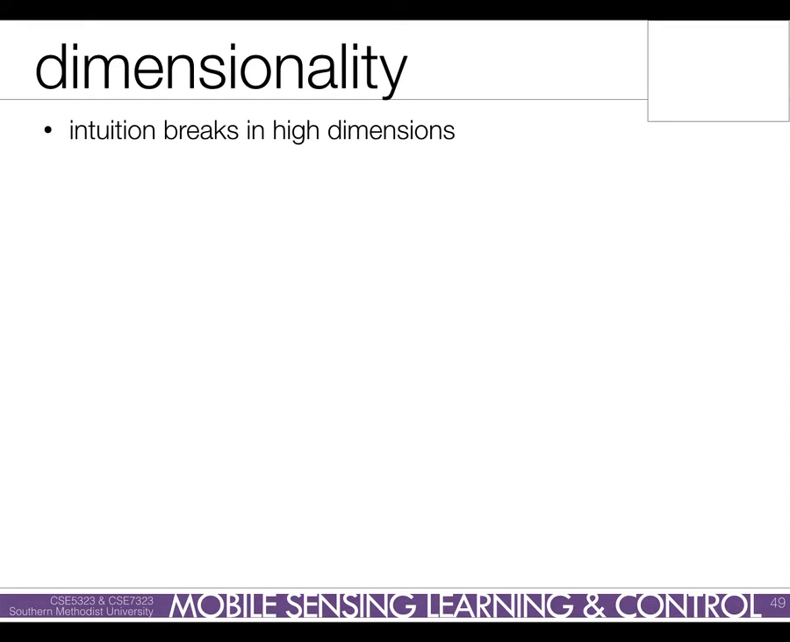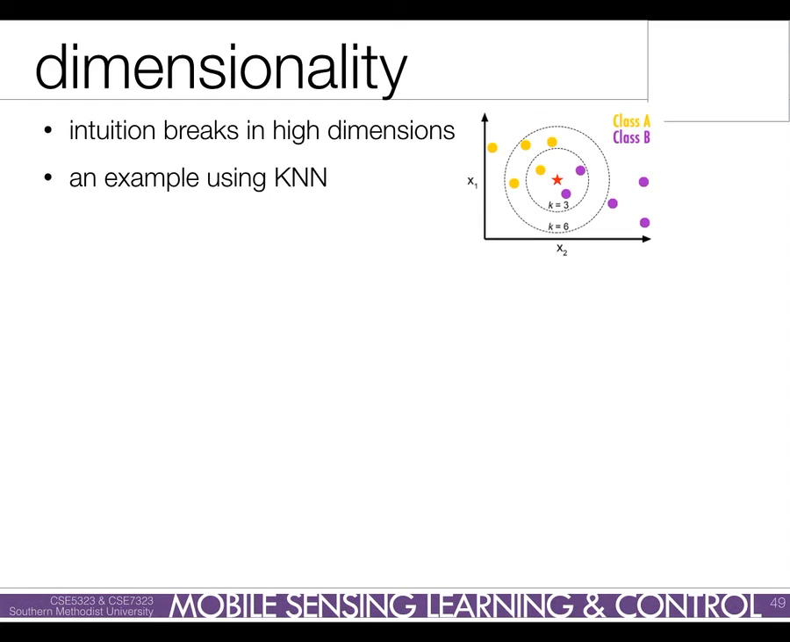Okay. Dimensionality. The first thing to know about dimensionality is, so we're talking about when you have a lot of different features, dimensions, right? Intuition breaks when you're in high dimensions. So here's an example using KNN. You guys remember KNN, right? All right, so we have this unknown star feature and we want to figure out who it belongs to, right? So we're going to use KNN.